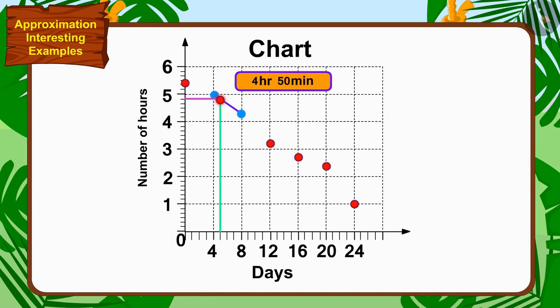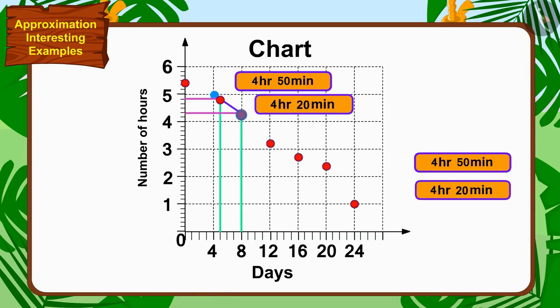Now, to find the solution of uncle's question, we only have to subtract the time spent on the 8th day from the time spent on the 5th day. In this way, the time spent on the phone by children between the 5th day and the 8th day has been reduced by 30 minutes.